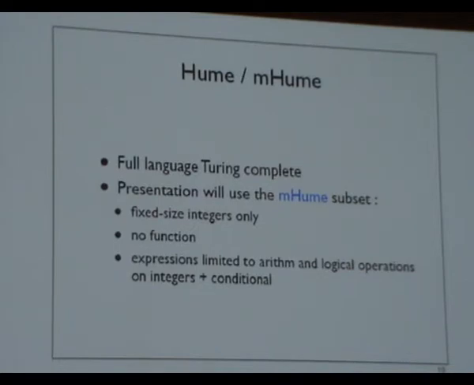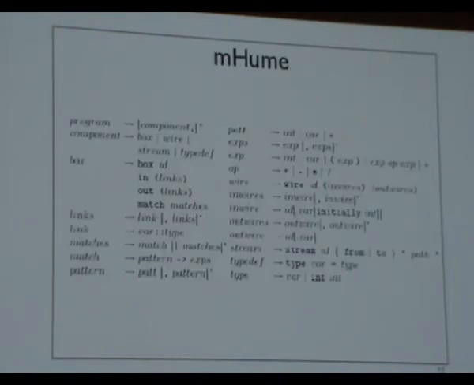I can also generate OpenMP and MPI for mini-Hume to place individual boxes on separate cores or separate processors, so it seemed interesting to try and use this as well for FPGAs. You've got fixed size integers, there's no functions. As I say, it's not a problem because we have a formal way of refining functions into boxes, and we're limiting expressions to arithmetic and logical operations.